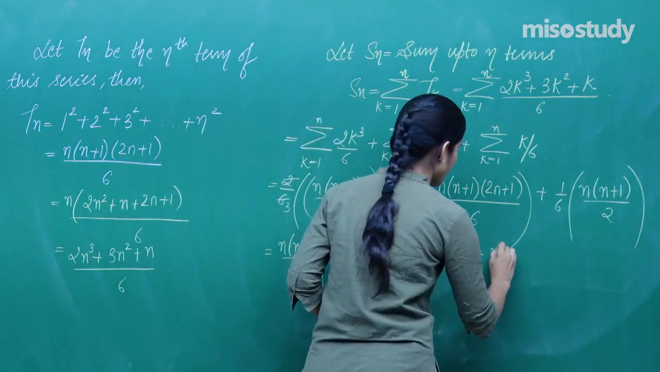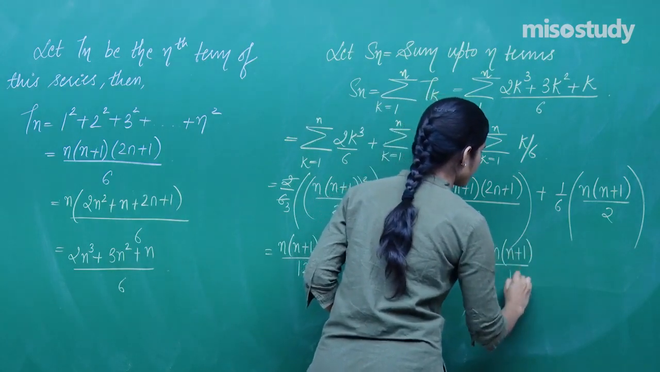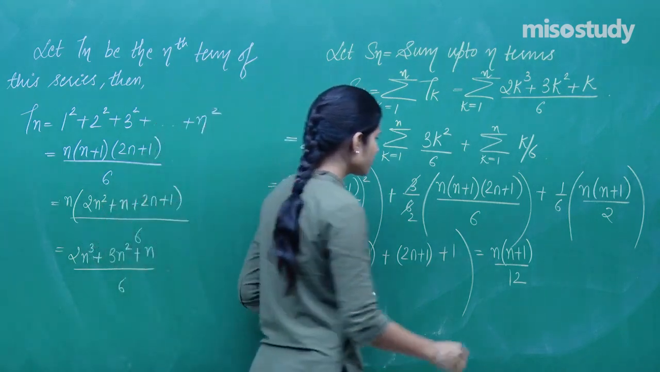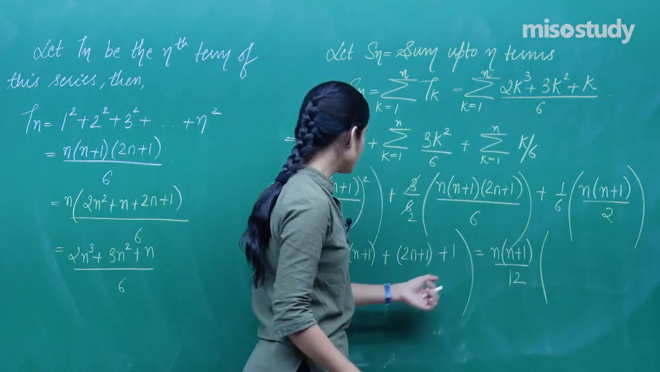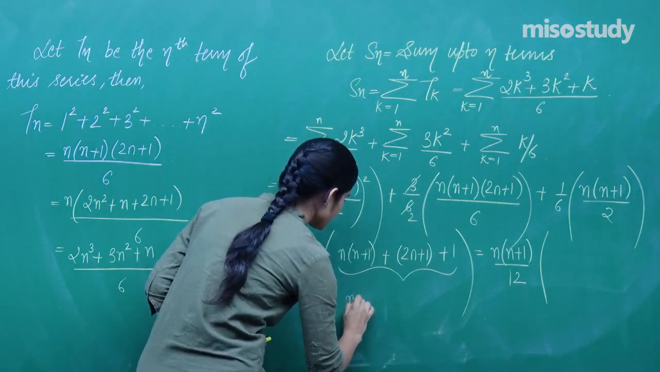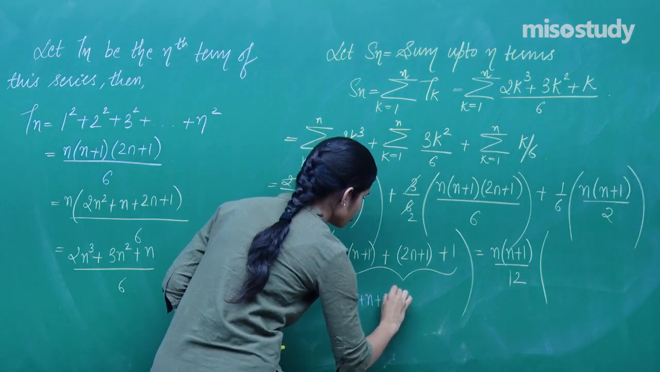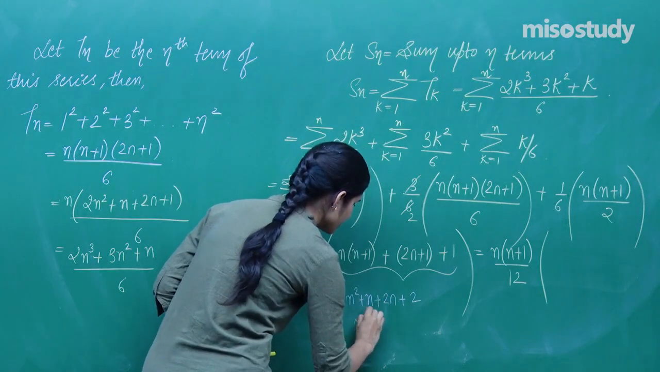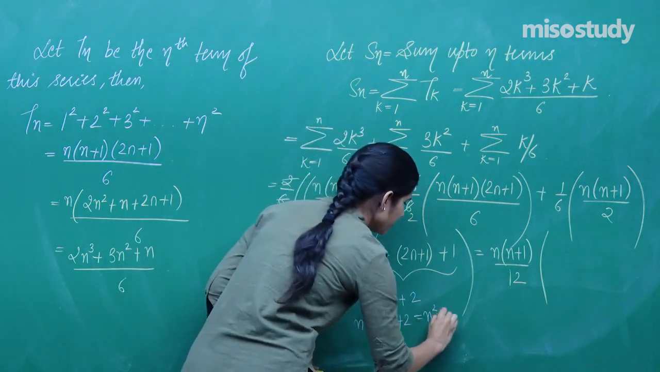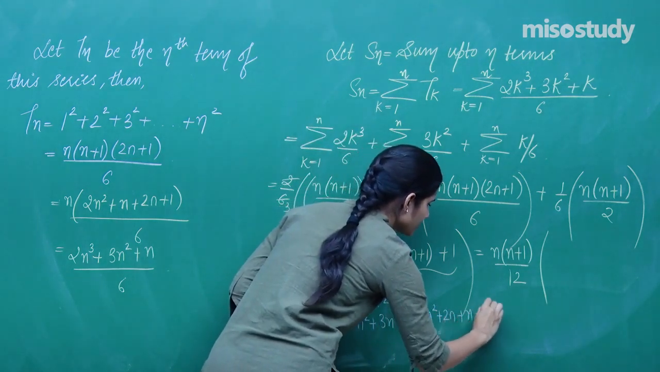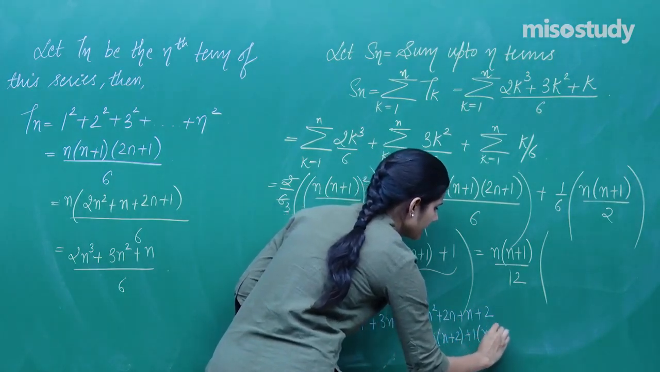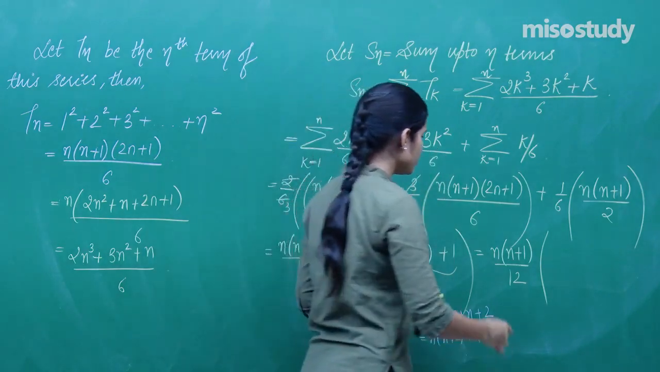This gives you n into n plus 1, 2n plus 2. So eventually this is going to turn out to be n square plus n plus 2n plus 2. So this is n square plus 3n plus 2, which is n square plus 2n plus n plus 2, which is n into n plus 2 plus 1 into n plus 2. So you have n plus 1 into n plus 2.